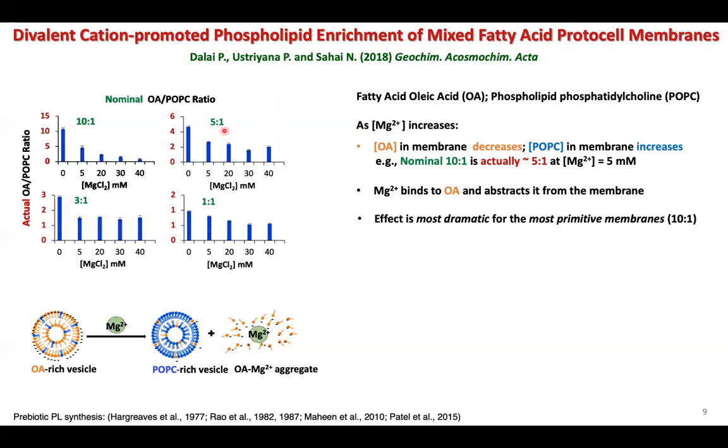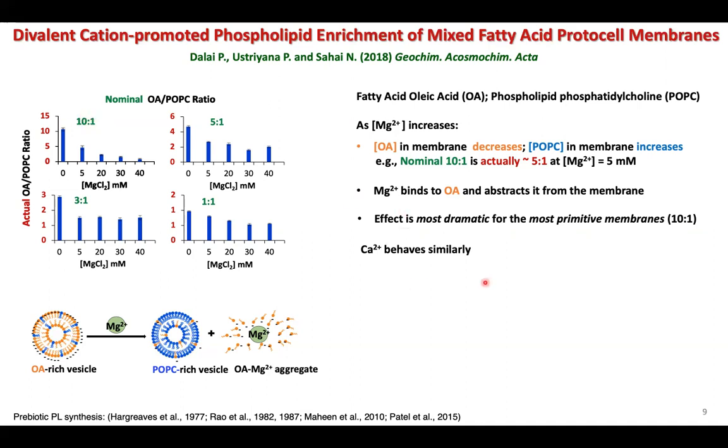And then we did this for different initial starting ratios, 5:1, 3:1, 1:1. You see this effect for all of them as magnesium increases, but the effect was most drastic for this 10:1 ratio. We're calling this the most primitive membrane because it has the maximum fatty acid and the minimum phospholipid.